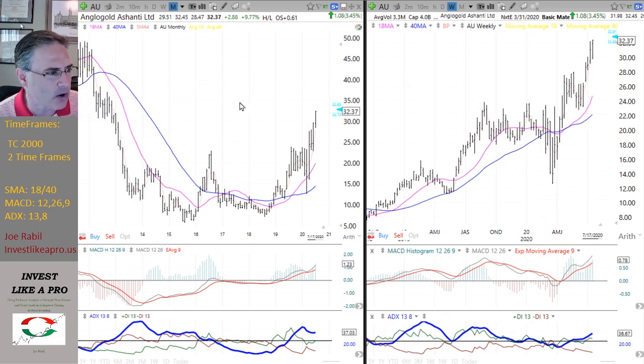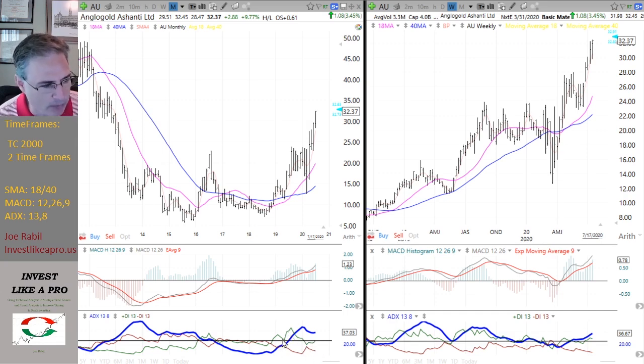So let's go through and look at this stock. On the left side, I've got a monthly of the AU, and on the right, I've got a weekly chart. The 18 and 40 is overlaid on the price chart, and then underneath, I've got the standard MACD 12.26.9, and I use 13.8 for ADX below. The blue line is the actual smoothing ADX in both time frames, and green is the plus DI, and red is the minus DI.